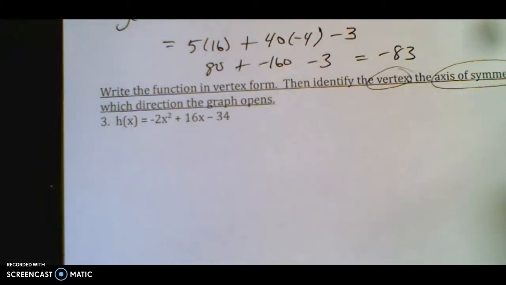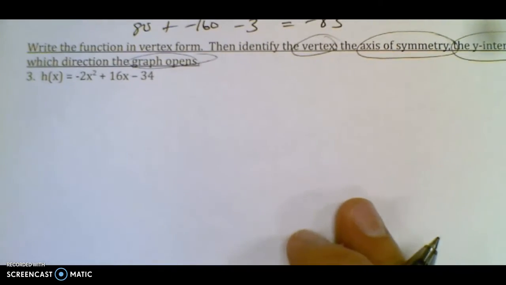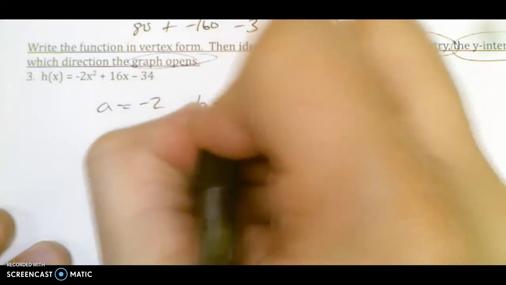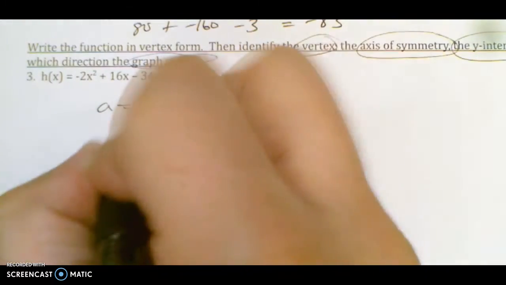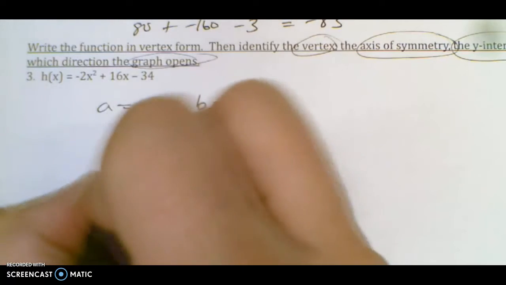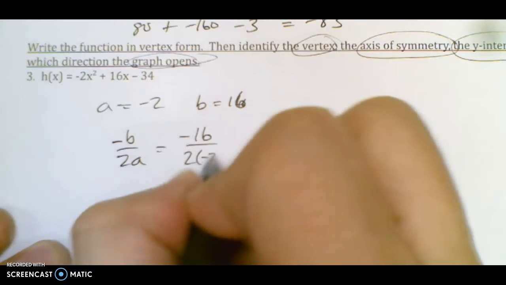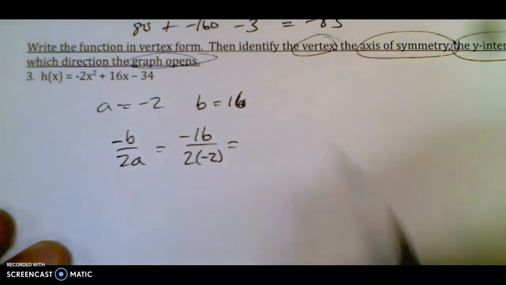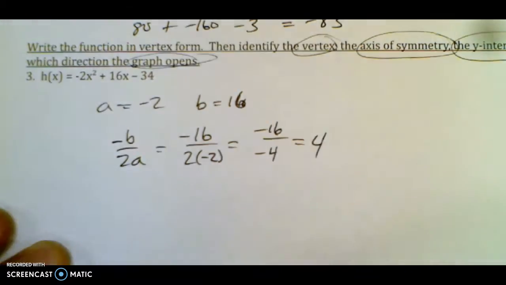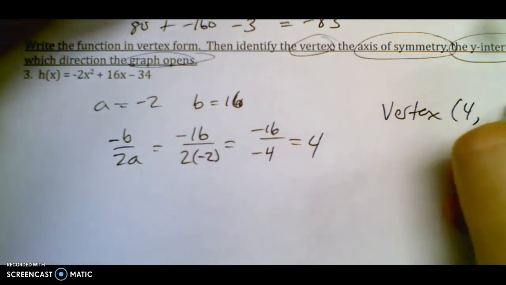All right, last thing. Here we're going to write the function in vertex form, identify the vertex, axis of symmetry, y-intercept, and tell which way the graph opens. Seems like a lot, but it's not really. So once again, a is negative 2, b is 16. Negative b over 2a would be negative 16 over 2 times negative 2. So negative 16 over negative 4 is 4. So I already know part of my vertex is 4.